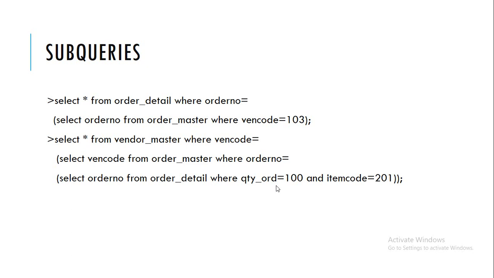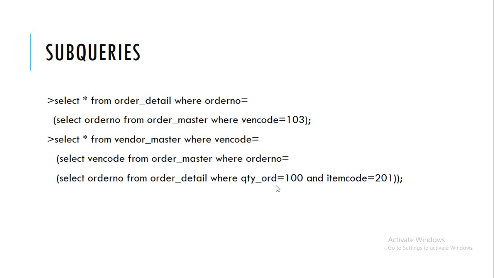So in this way, what we are writing in the subquery is: select star from order detail where order number equals select order number from order master where vendor code is 103. First of all, it will retrieve the inner query, which says select order number from order master where vendor code equals 103. Once the order number is retrieved, the outer query is executed, which finds select star from order detail where order number, that part would be retrieved.